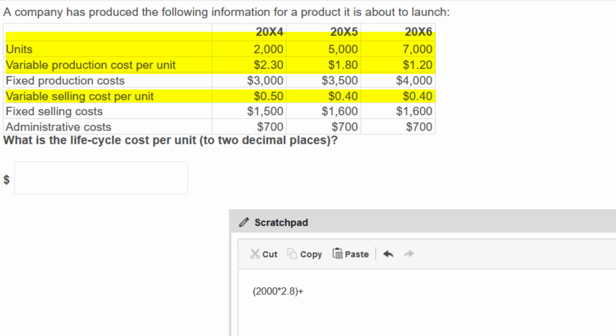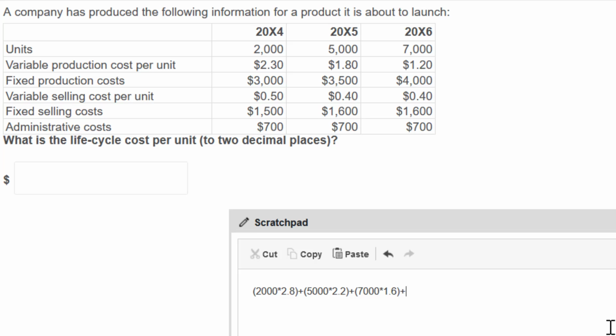plus in 2005, we've got 5,000 units multiplied by the 1.8 and the 0.4, so that's going to be multiplied by 2.2, plus 7,000 units multiplied by the 1.2 plus the 0.4, or a 1.6. So we've got our variable costs.